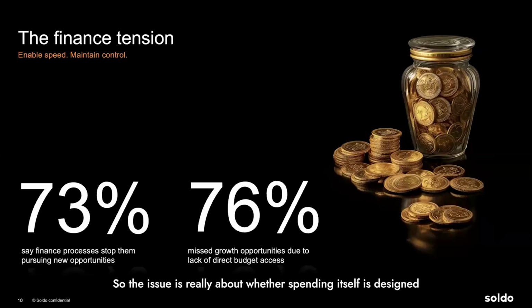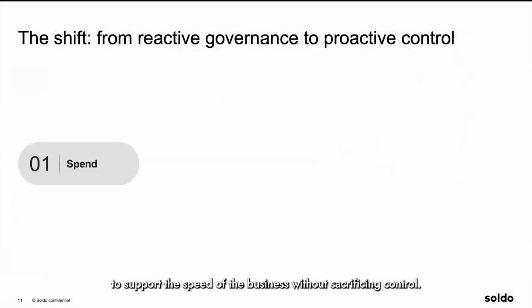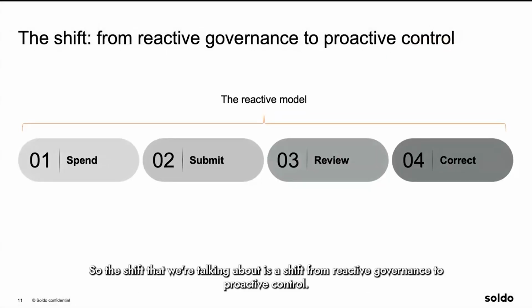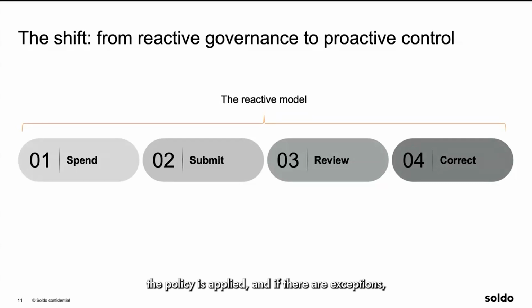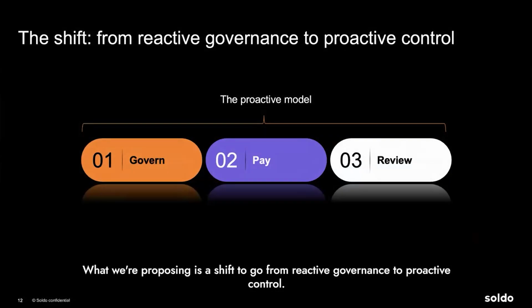So the issue is really about whether spending itself is designed to support the speed of the business without sacrificing control. So the shift that we're talking about is a shift from reactive governance to proactive control. So in a reactive model, spend happens, the expense is submitted into SAP Concur, the policy is applied, and if there are exceptions, they are flagged at that point in the process. What we're proposing is a shift to go from reactive governance to proactive control.